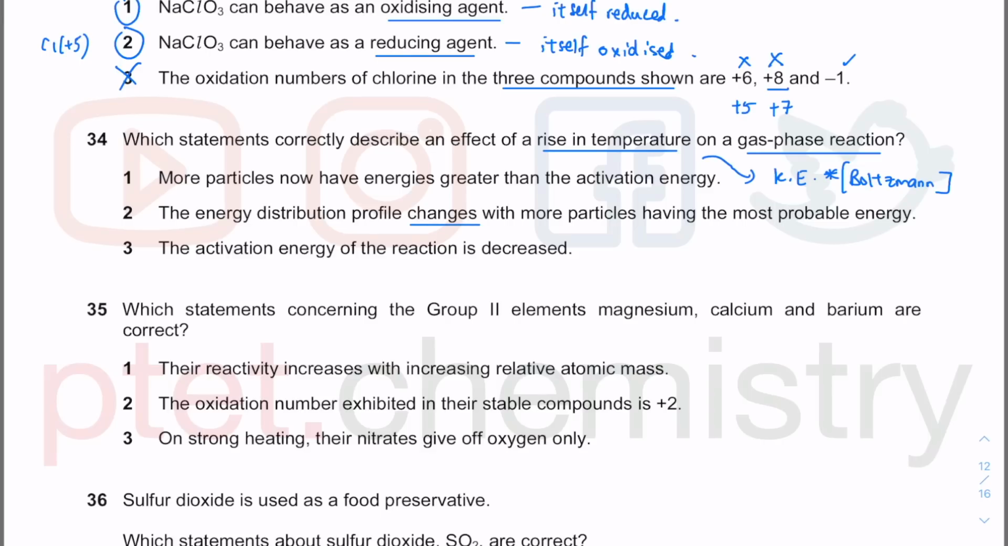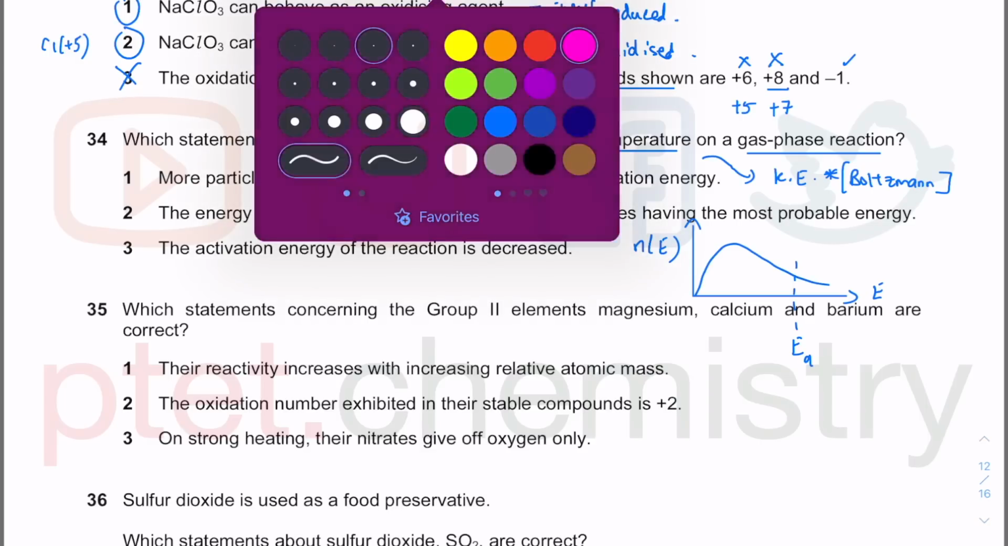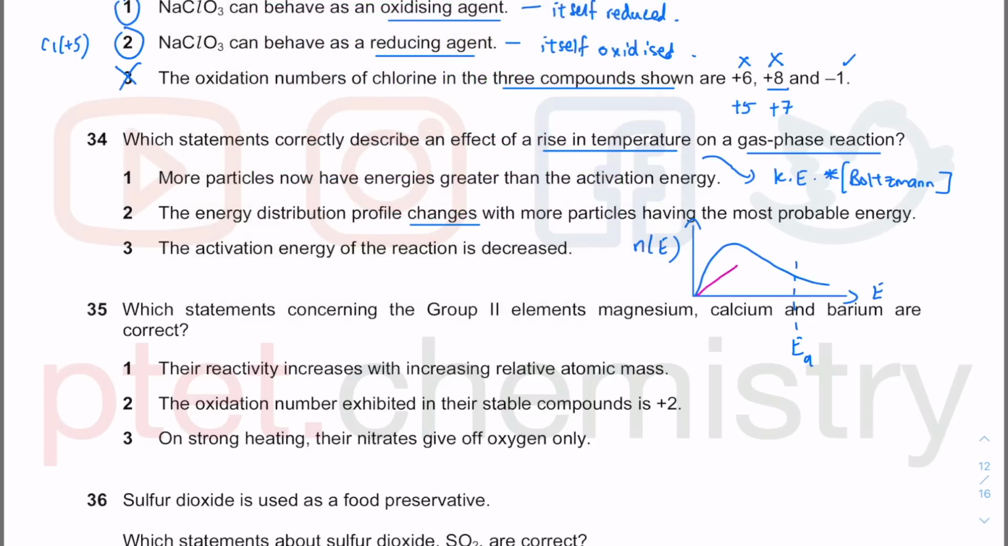Yes, it does change. If I sketch a Boltzmann distribution at a particular temperature, on the y-axis, I have the number of particles with energy E. On the x-axis, I have energy E. So if I label this as activation energy, just an arbitrary value there. Let me just put in a pink color for what happens at a higher temperature.